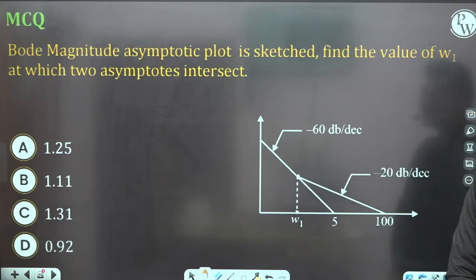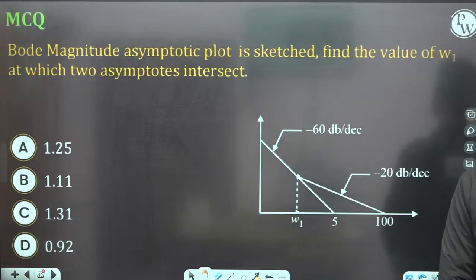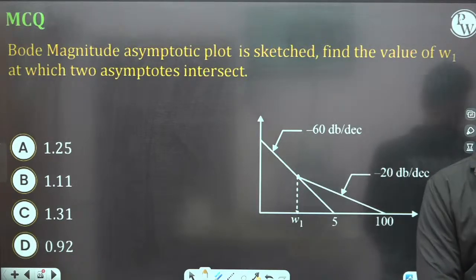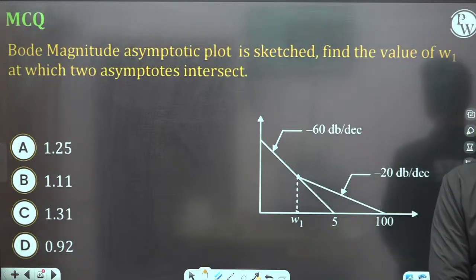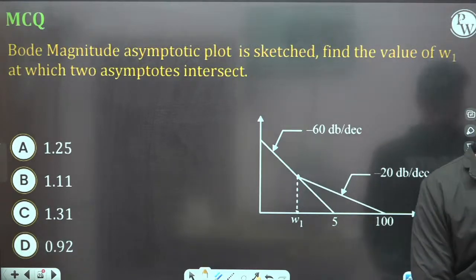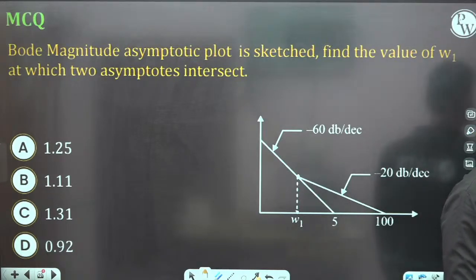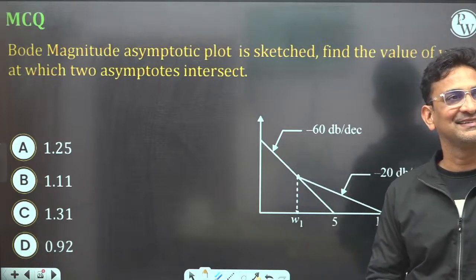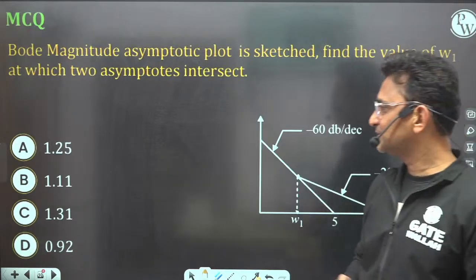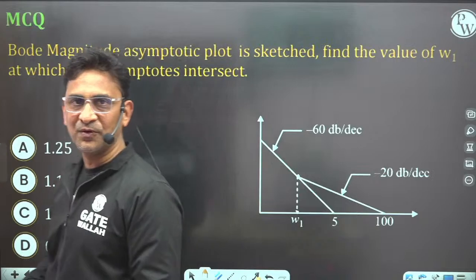Yes, anyone? It's a very simple question. Control system is a very easy subject, na? Subject is easy, but question is tough. So how to find out the value of omega 1?